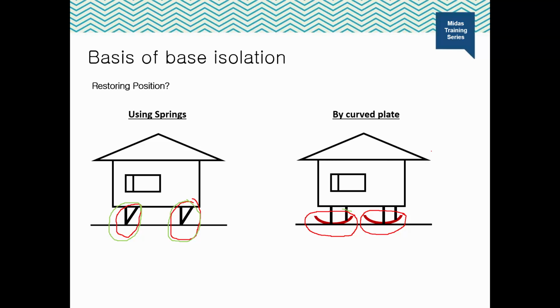Now, the second way of generating a restoring force is using a curved plate. This system is known as the pendulum isolator. The name pendulum comes from the fact that using the pendulum isolator, the structure will move to and fro about the center point, which is the basic definition of a pendulum. Using the rubber bearing, the elasticity of rubber will generate the restoring force. Now let us see the restoring forces in more detail.